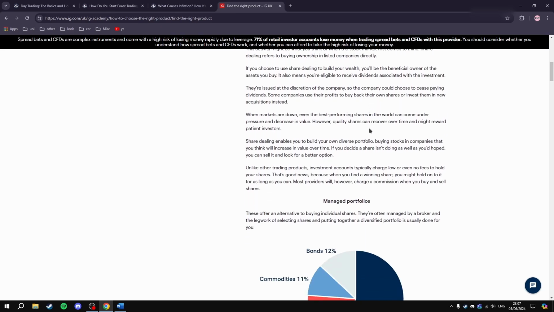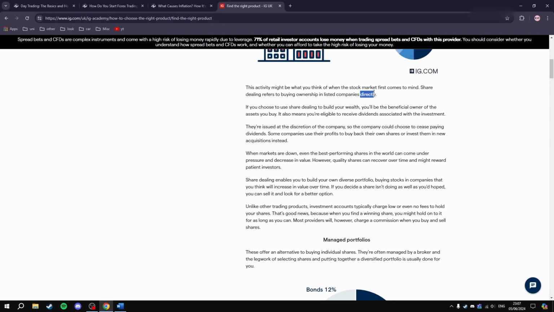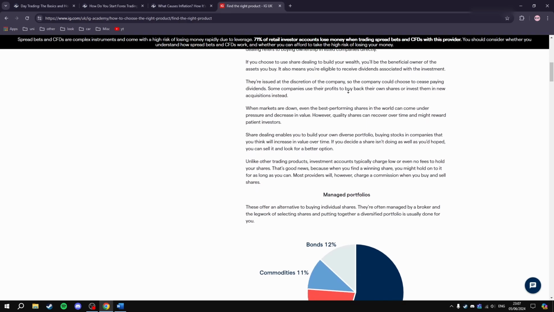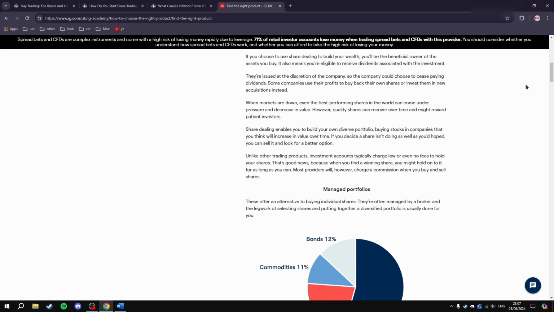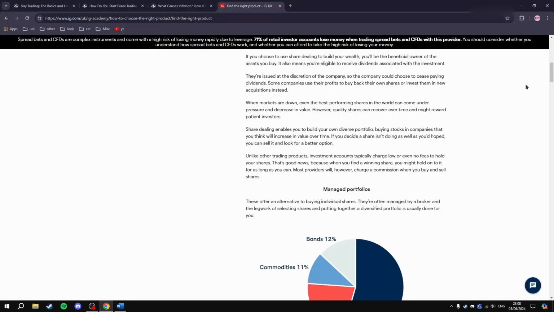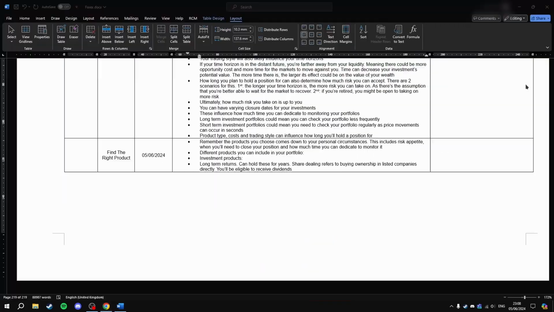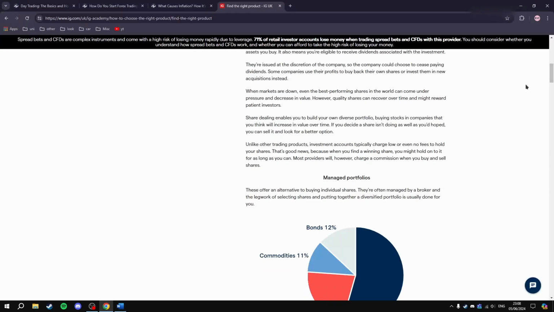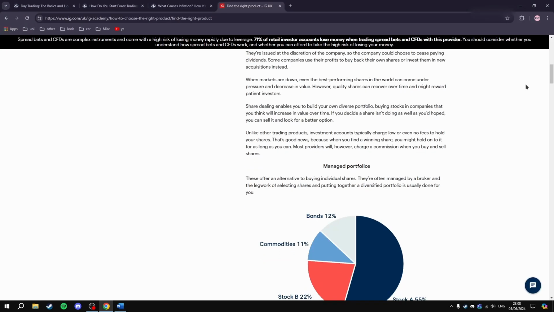Directly. So not through an exchange. Is that what they mean by directly? Not through an exchange, so from the companies themselves. The beneficial owner of the assets you buy, you'll be eligible to receive dividends associated with the investment. They're issued at the discretion of the company, so the company could choose to cease paying dividends.